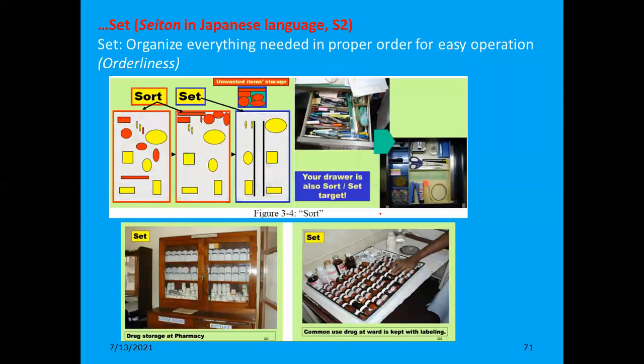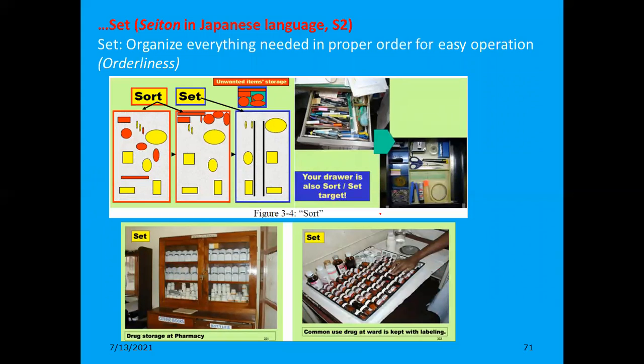Next one is set. What is the meaning of set here? In Japanese we call it Seiton. Set means organizing everything needed in proper order for easy operation. So what does it do? Organize everything needed in proper order for easy operation.